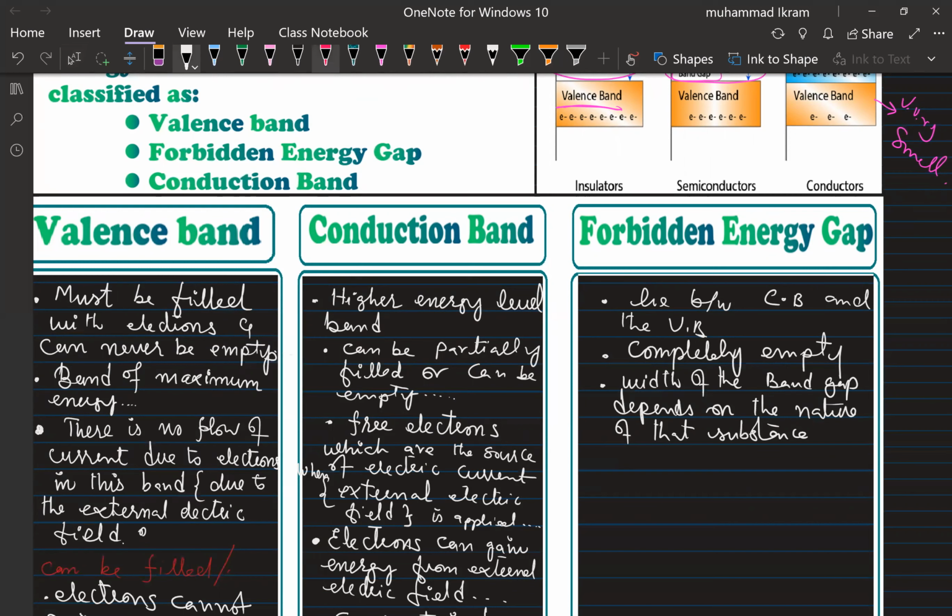Moreover, there is a very important point that you must know: the forbidden energy gap also depends upon the temperature of that substance. It can be affected directly by temperature. So that is known as the energy gap.